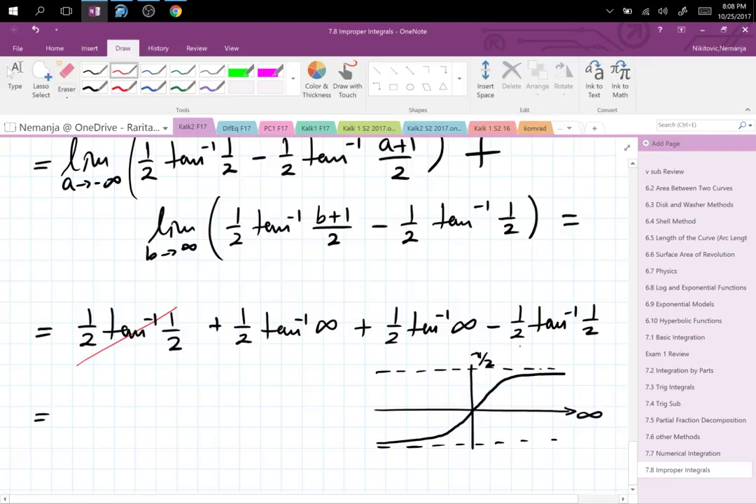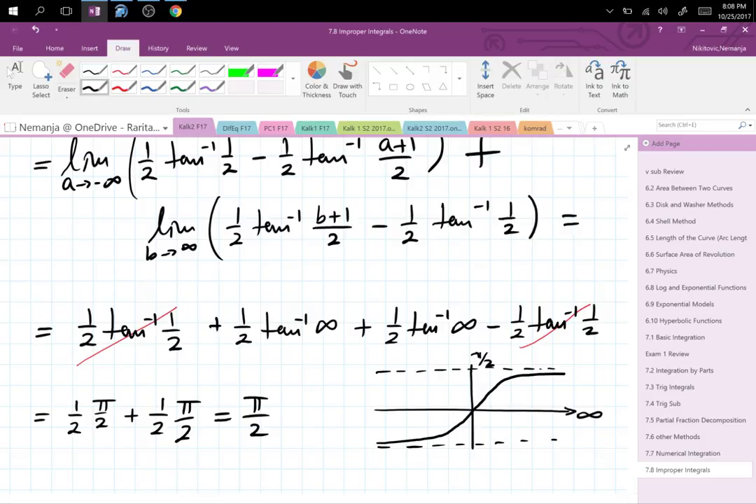So the first and the last cancel because they are exactly the same quantity with opposite signs. We call it additive inverses. And what you're left with is 1/2 of pi over 2 plus 1/2 of pi over 2, which altogether is pi over 2. If you take 1/2 of pi over 2 and add another 1/2 of pi over 2, you get 1 whole pi over 2. Or you just use the quarters.